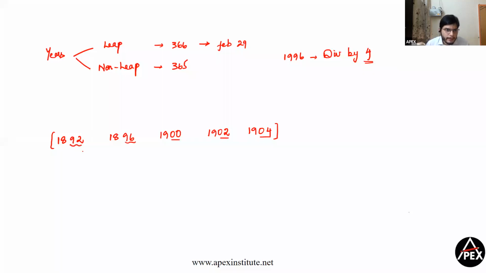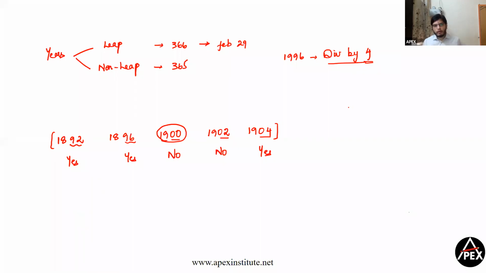So is 1892 a leap year? 92 is divisible by 4. Yes. Is 1896 a leap year? 96 is divisible by 4. Yes. 1902? No. 1904? Yes. But is 1900 a leap year? That's my question. According to this rule, 1900 is divisible by 4, so it should be a leap year. But the answer is no. 1900 is not a leap year.